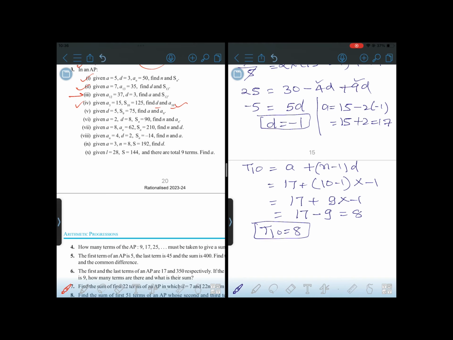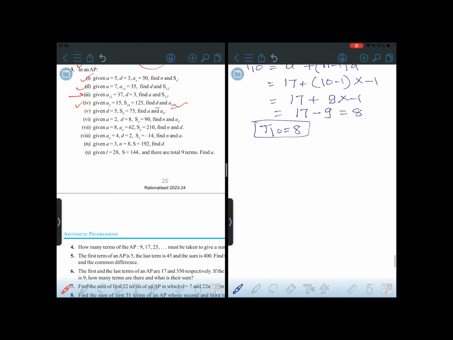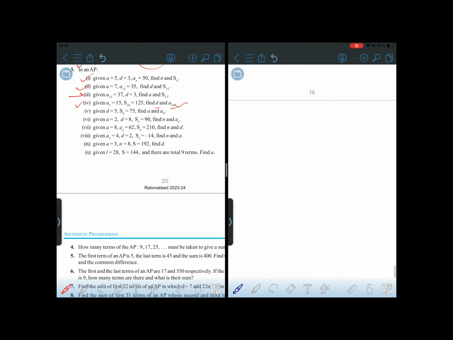So now let's try the next question. Question number 3, part 5. So let me write it here. Question 3, part 5, right? So this is 5.